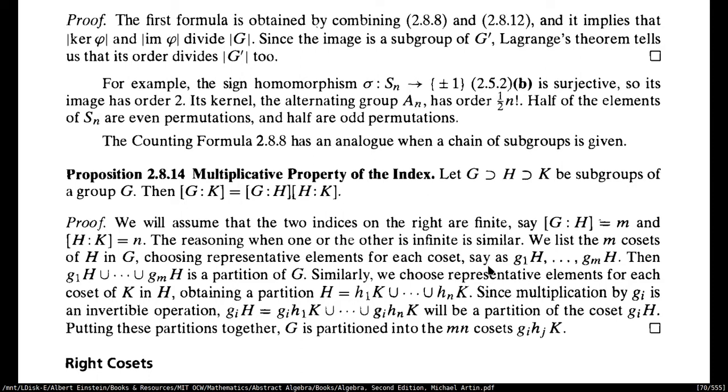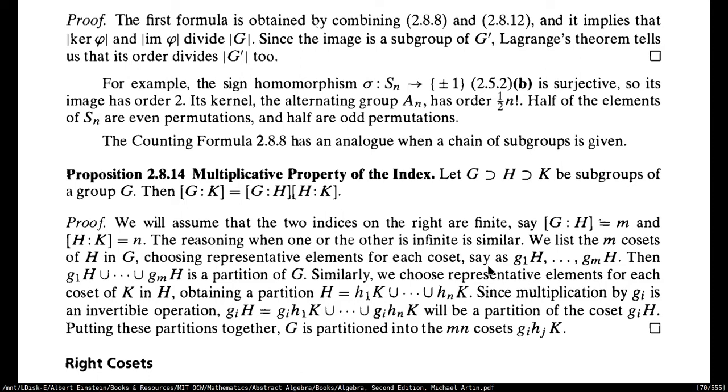So let's say that the index of H in G is M, and the index of K in H is N. So you have M cosets of H in G, right? You choose representative elements for each coset. So these cosets can be represented in this manner: g1H, g2H, g3H until gMH. So you have M cosets like that. And when you take the union of these cosets, you're going to get a partition of G, as we've seen before.